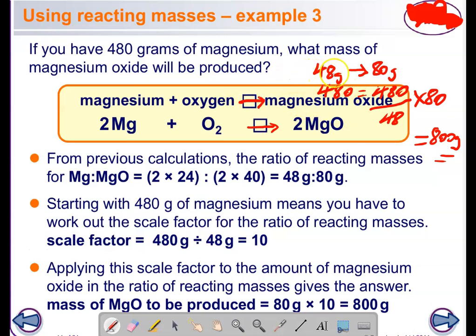Use proportionality. It's similar to the previous question. In that question, 48 grams of magnesium gave us 80 grams of what? Magnesium oxide. Therefore, what will 480 grams of magnesium give us? If more, less, divide. So 480, the more, we divide by the less, and multiply by the 80, and that should give us 800 grams.